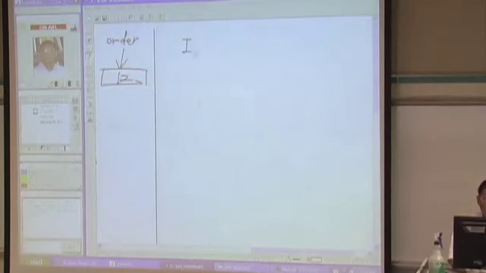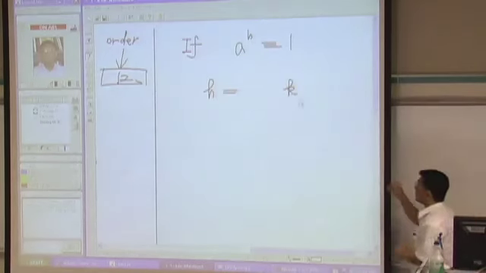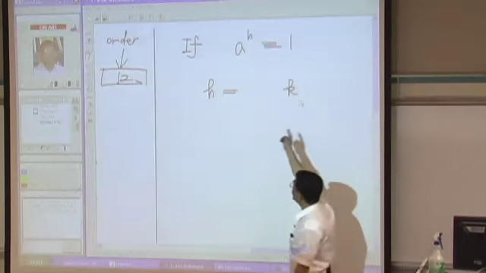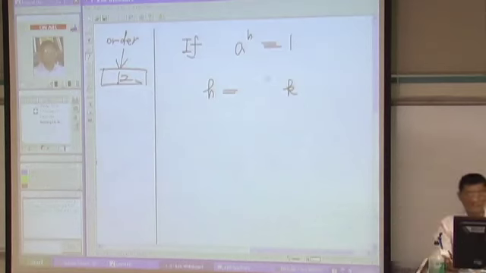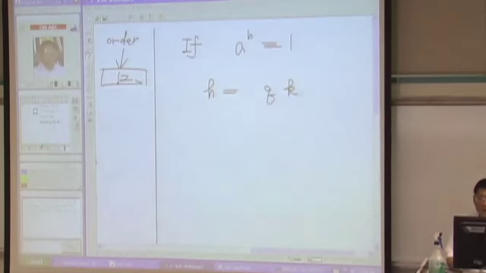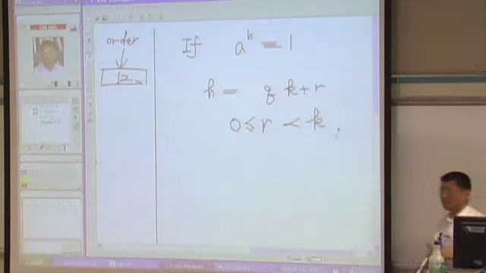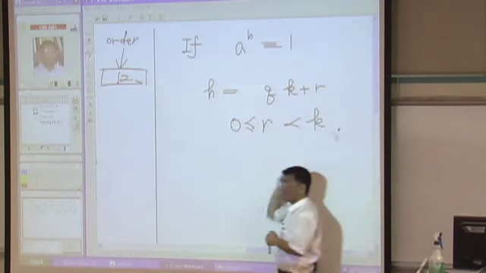So if a to the power of h is congruent to 1, then divide h by k, which is the order, right? H is the number satisfying this, and k is the order. Then if you divide h by k, there is some quotient q and remainder r, where r is between 0 and k. Division algorithm. If you have a question about the division algorithm, ask me.